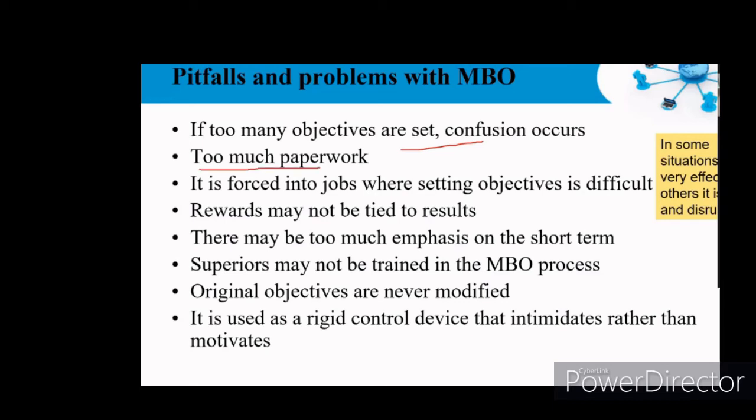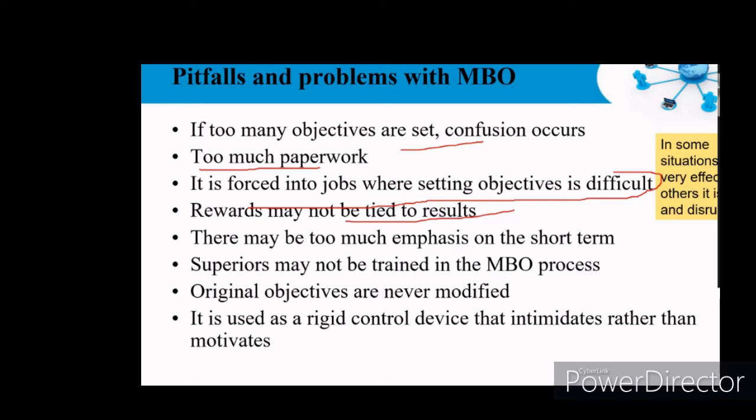Everything needs to be documented. From what you are planning, what you are aiming, it needs to be documented. It is forced into jobs where setting objectives is difficult. As I was saying, even human emotions need to be objectified. Numbers are needed. Rewards may not be tied to results.